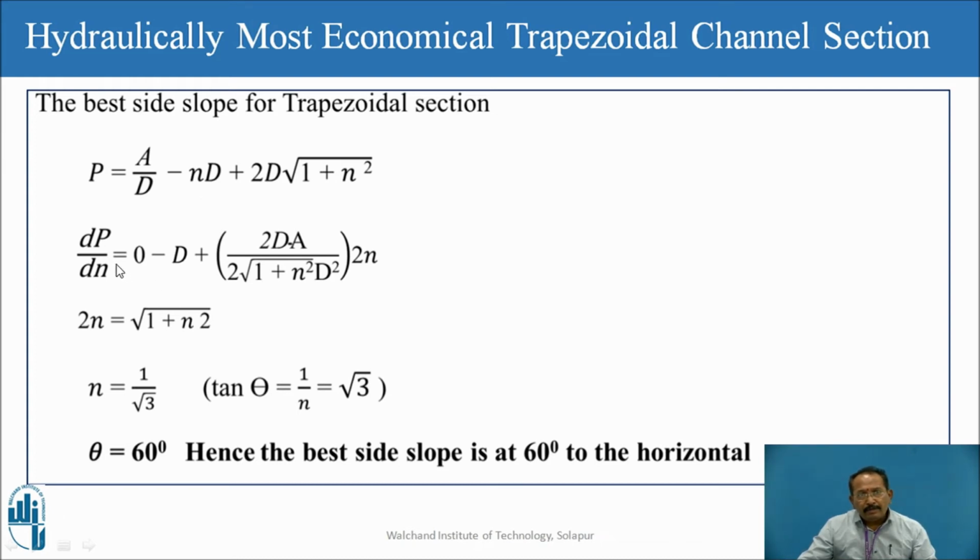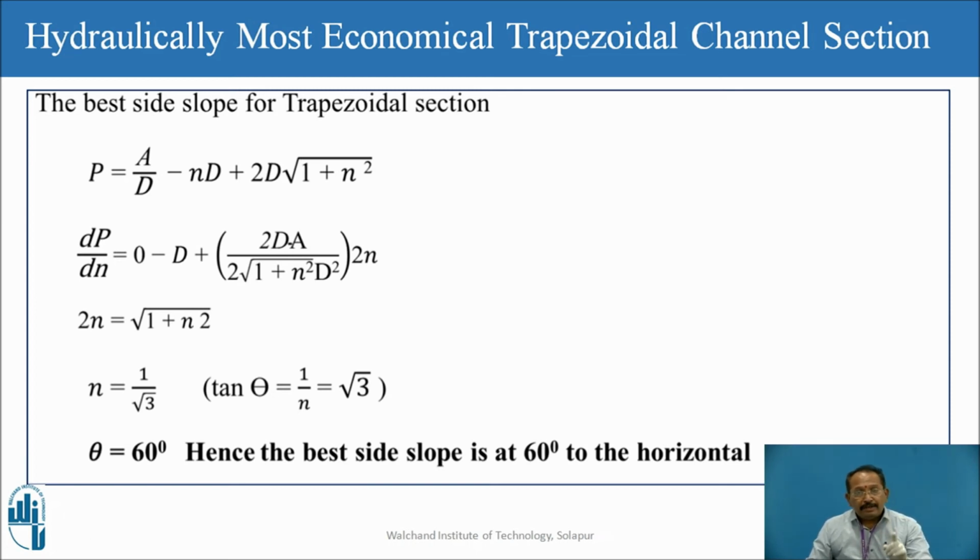Again, you can continue with this equation, dP by dN equal to 0. Put this value of P here, and we will get 2N is equal to under root 1 plus N square. From this equation, N is equal to 1 upon root 3, so root 3 is equal to 1 upon N. Taking N in the denominator, root 3 on the left hand side is equal to tan theta, opposite to adjacent, which is nothing but 60 degrees. Hence the best side slope is 60 degrees with the horizontal.